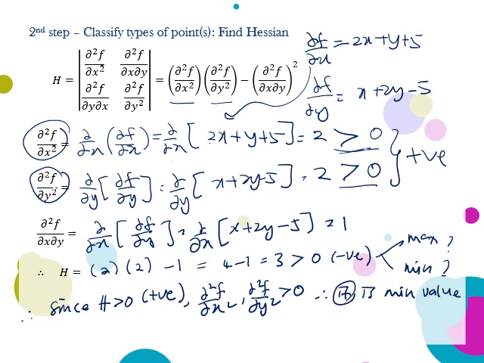Okay, so what does it mean? The point itself. So here we have the point of 5 and -5.